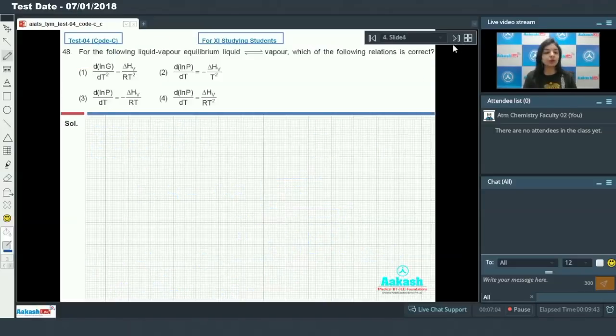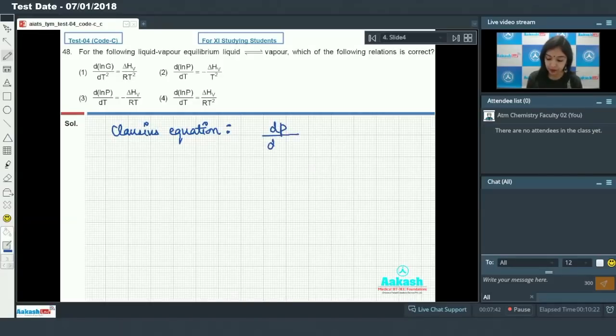So moving on to the next one, we have question number 48, which says that for the following liquid vapor equilibrium, the following relation is correct. So students, for this we have to use the Clausius-Clapeyron equation. So the Clausius equation we have, that is dP by dT is equal to delta H of transition divided by T and delta V of transition, where P is the pressure and T is the temperature.